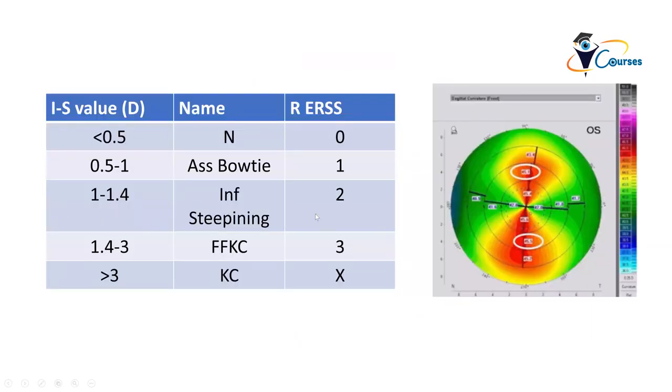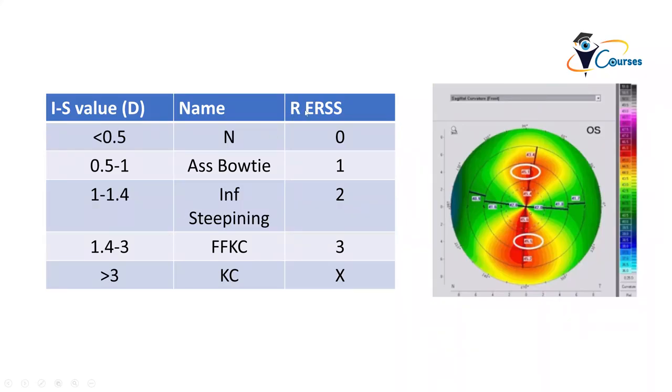So what is the normal range? The difference should be less than 0.5 diopter. This is normal. If it is between 0.5 to 1 diopter, this is called asymmetrical bow tie. If it is between 1 to 1.5, there is inferior steepening. If between 1.5 to 3, this is called forme fruste keratoconus or subclinical keratoconus. If it is more than 3, this is a frank keratoconus.